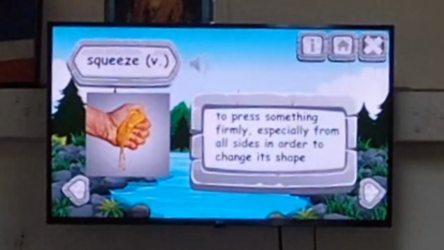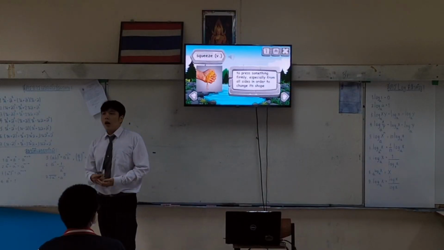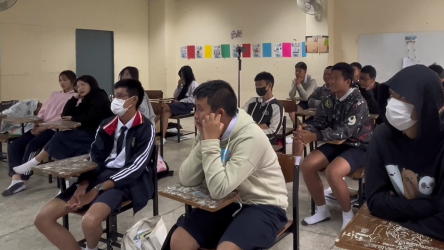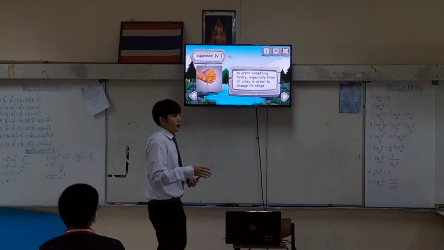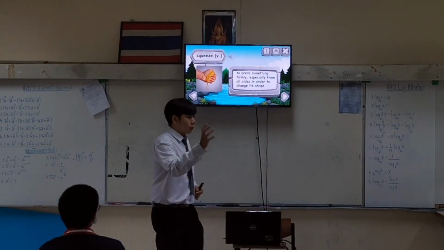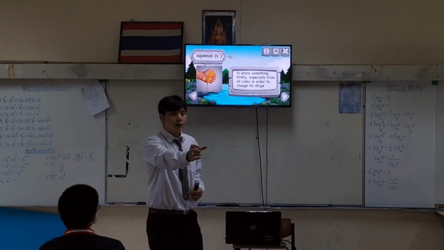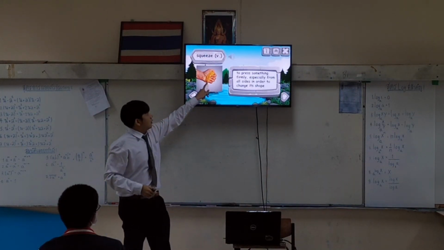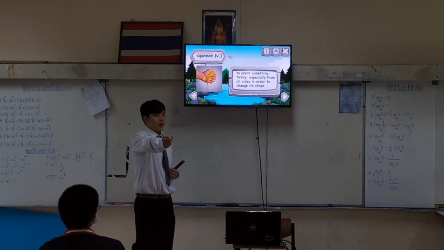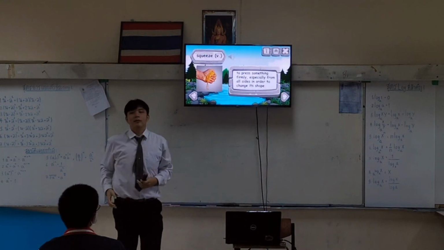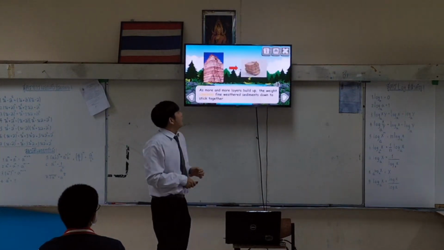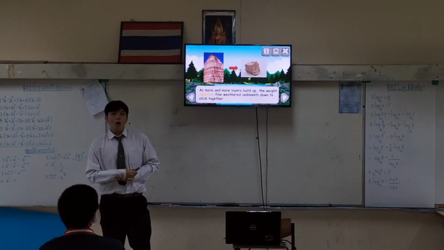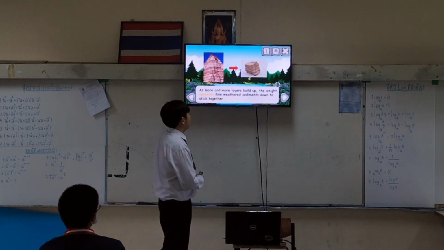Squeeze. Squeeze. Okay, now your turn. Squeeze. Squeeze means when you press something very hard. Right? The orange in this picture, we squeeze it. That is squeeze, okay? And here is the example sentence for squeeze.